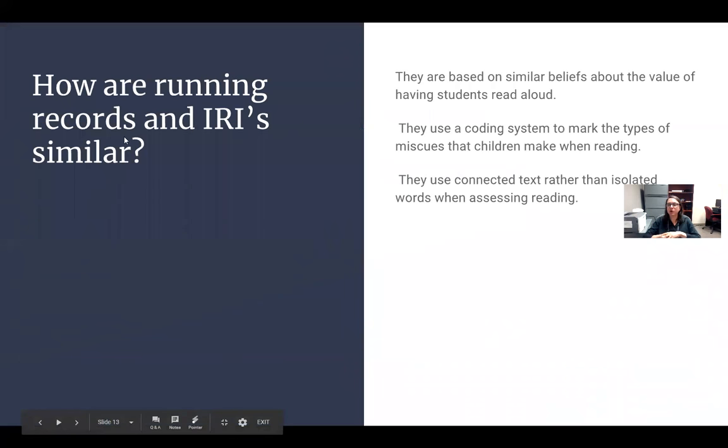So how are they similar? Well, both of them, the children have to read aloud. And the value of reading aloud is definitely present in these two methods. They both use a coding system to mark the types of miscues that children make when reading. And they use a connected text rather than isolated words when assessing reading.